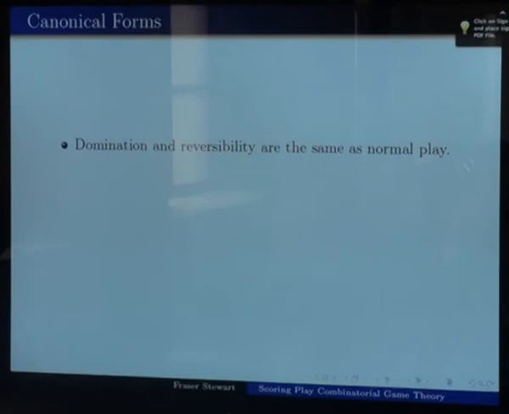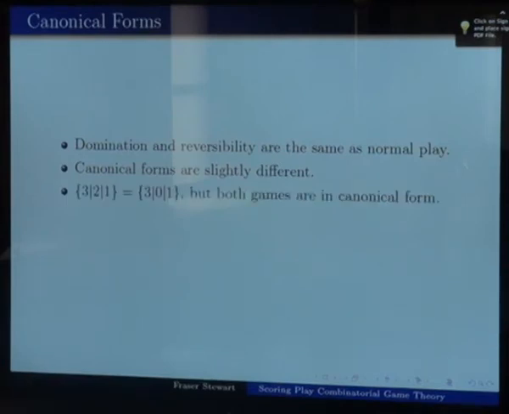But domination and reversibility work exactly the same as they do for normal play. So if G is greater than or equal to H, we delete dominated options, reverse reversible options, and we can get to a canonical form. But the canonical forms are just a little bit different. And the reason why they're a little bit different is the following.